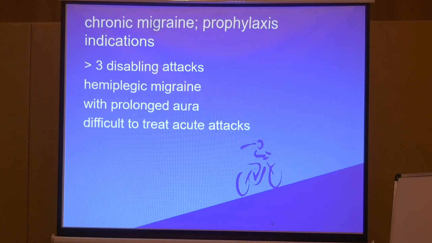Complicated migraines like hemiplegic migraines, migraines with prolonged aura. And when the migraines don't respond to acute attack treatment, these are the situations where you would not like the acute attacks to come again and again. And you will use drugs for prophylaxis.